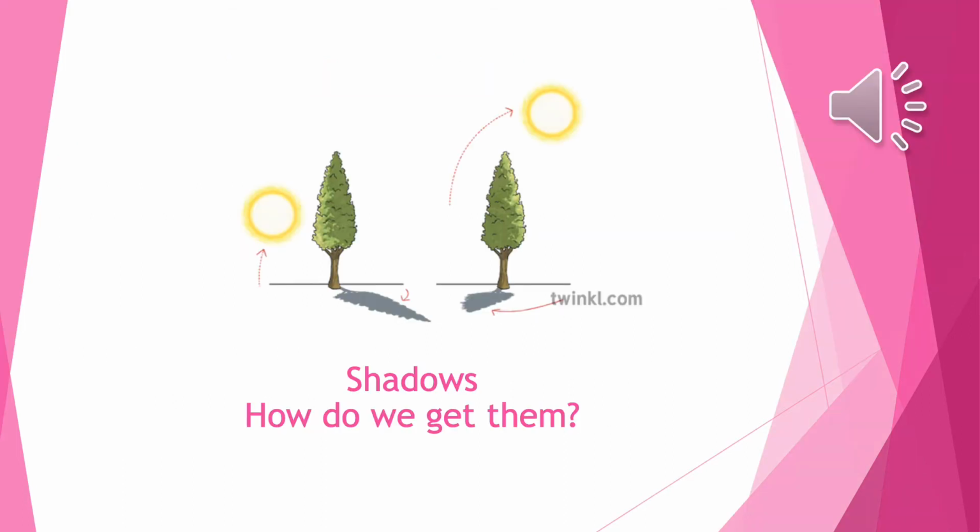So you can see here a diagram of shadows, and you've got the tree, you've got your source of light, which is the sun, and then you have your shadow. Now you can see here that the shadow is in different places. So I just want you to take a moment and think back to how we know that light travels and how that helps us to get shadows. The answer will be on the next slide, but I'd like you just to note down any ideas that you have about why we get shadows.